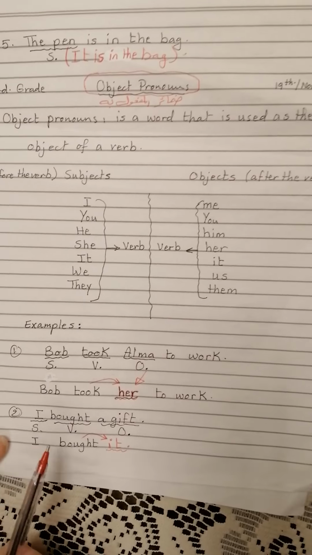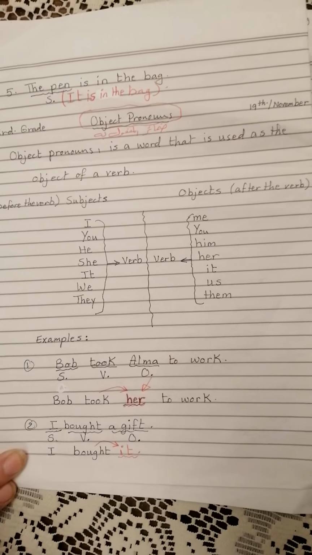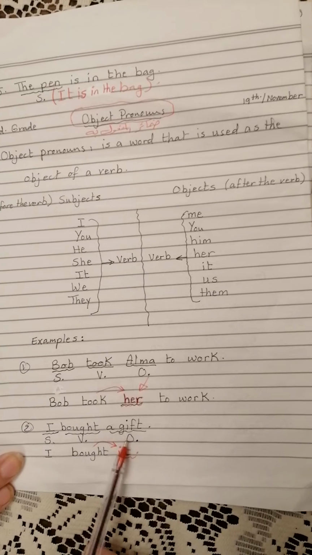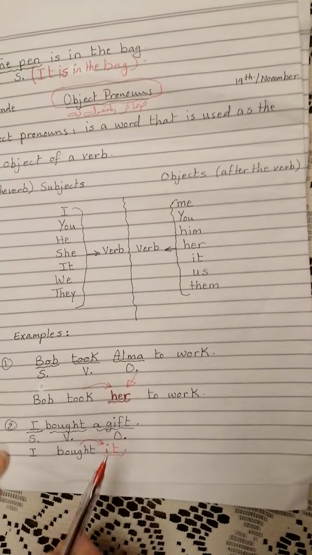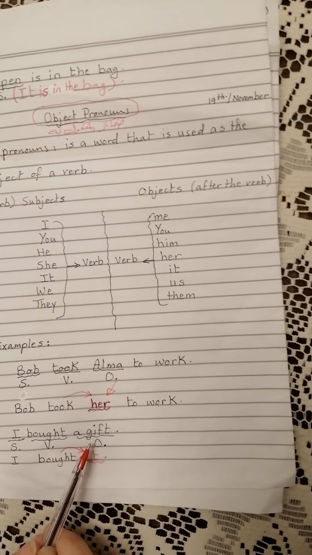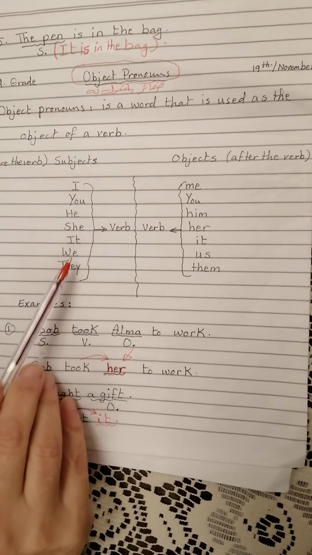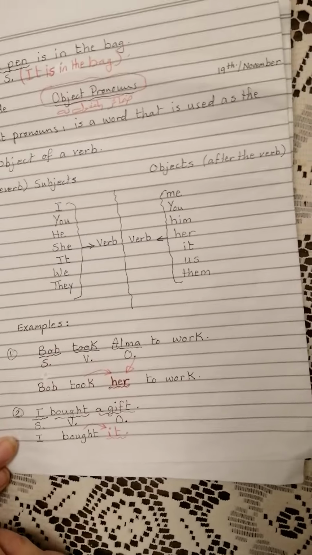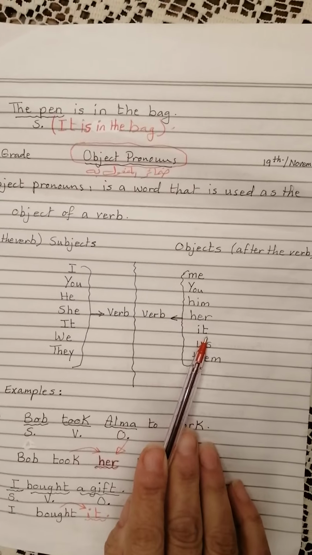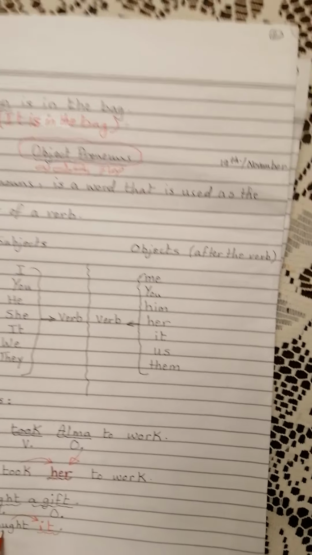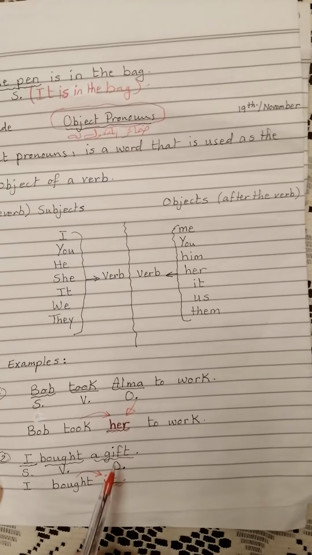What about this sentence? I bought a gift. I is the subject, الفاعل. Bought is the verb. A gift is the object. The object a gift is singular, and it's not a boy or girl or a plural. We will use the pronoun it for the gift. I bought it. It here is the object pronoun for the gift.